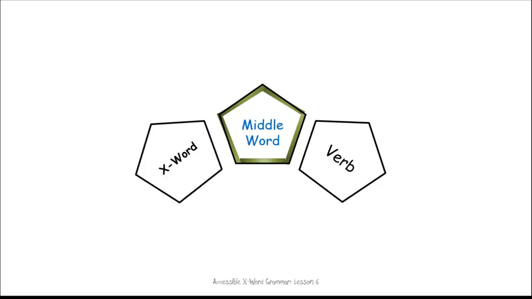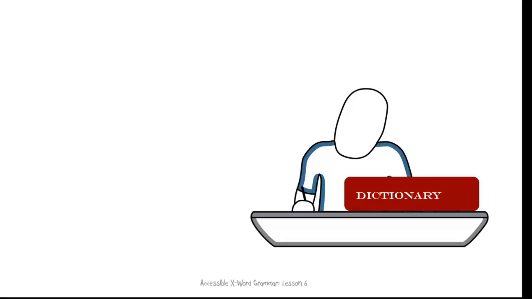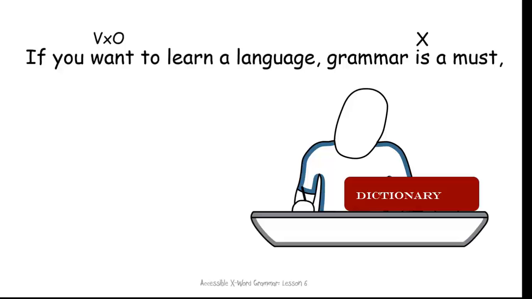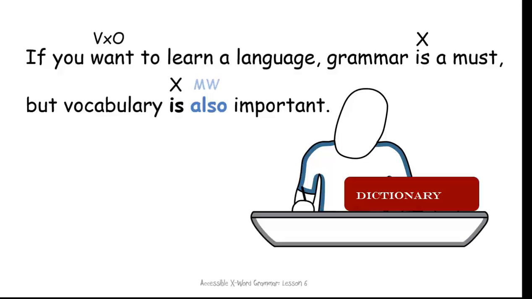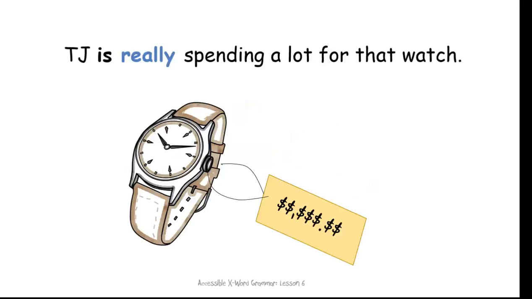Another middle word is also. Also means too, T-O-O, or in addition. If you want to learn a language, grammar is a must, but vocabulary is also important. Really is another middle word. Really emphasizes what comes after it. TJ is really spending a lot of money for that watch. The middle word, really, stresses that TJ is paying more than expected for a watch.